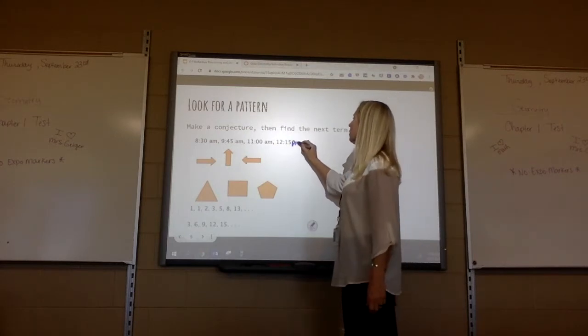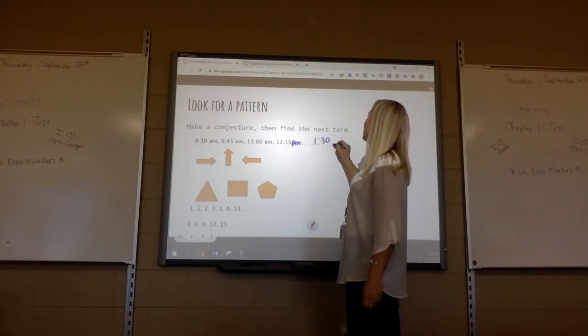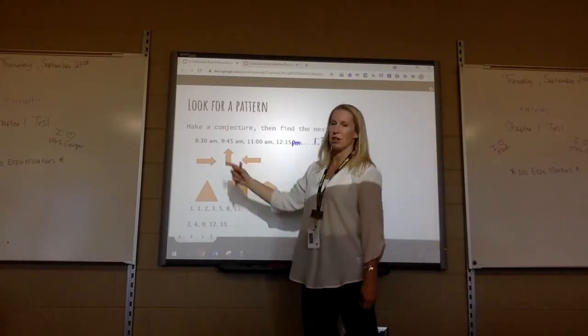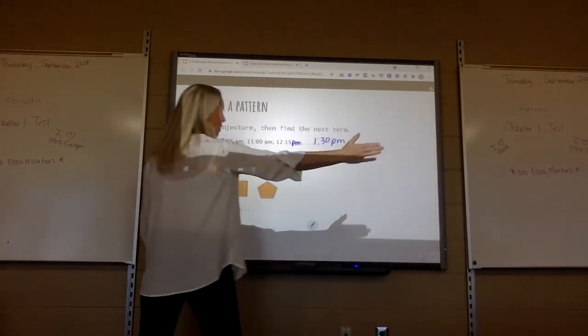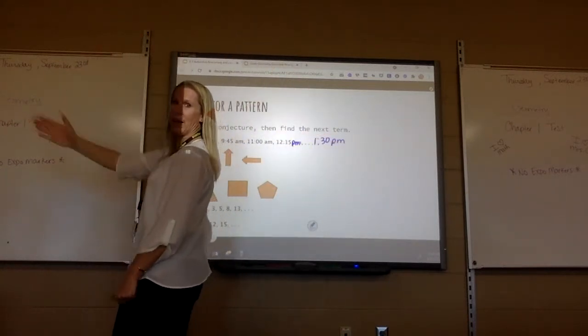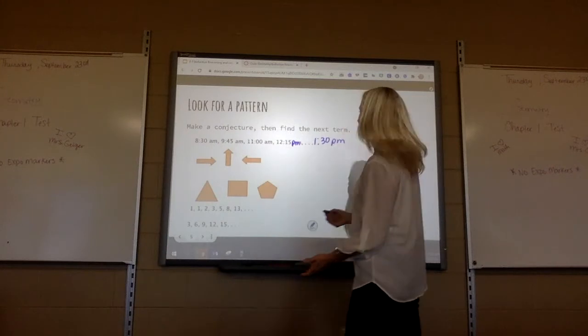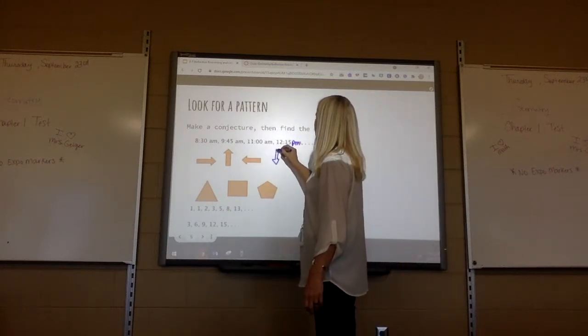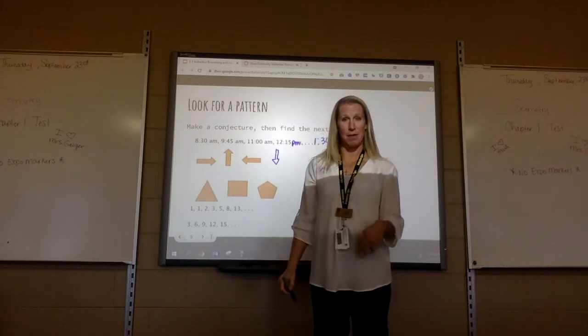Not supposed to be a PM. 1:30 p.m. Okay, let's look at the arrows. Notice first the arrow's pointing this way, then this way, then this way. What do you think would happen next? It would be pointing down, right?